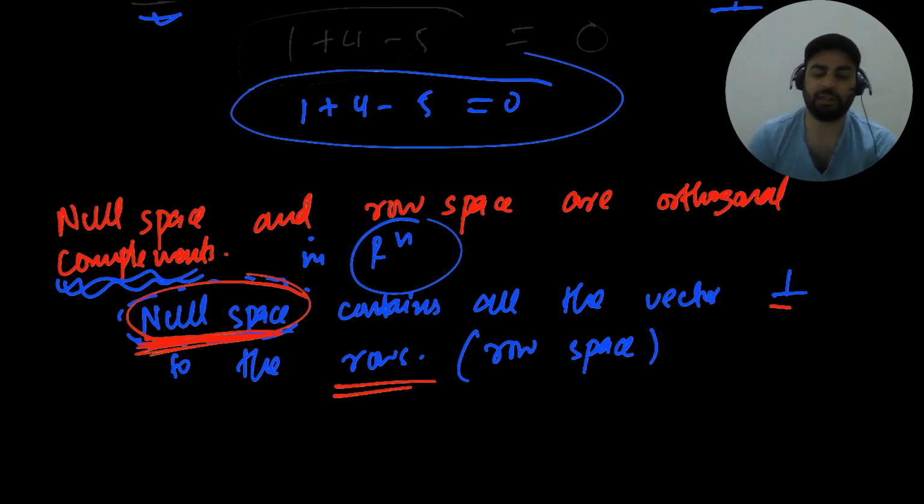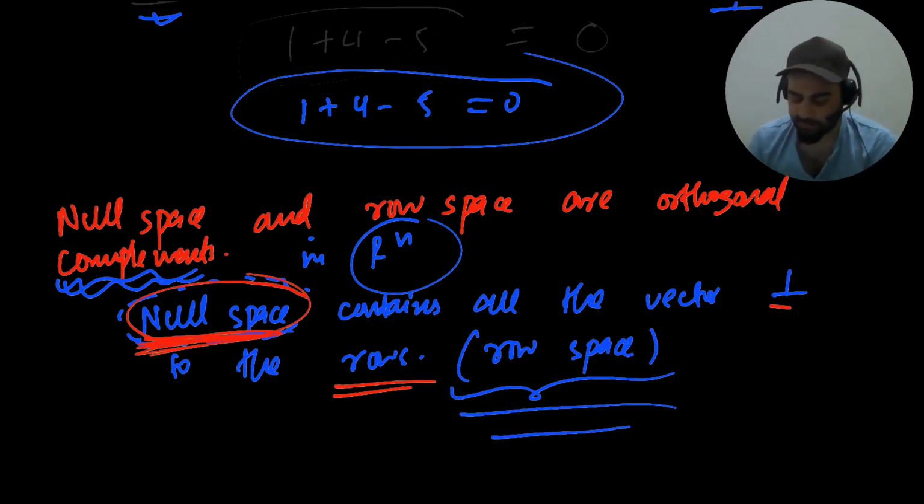Is it clear? Why are they called orthogonal complements? There is a little bit of distinction. Orthogonality means that every vector should be perpendicular to each other. But here there are many vectors in the row space, and a lot of vectors which are perpendicular to this row space. I am saying all the vectors which are perpendicular to the row space are present in the null space. And similarly for the null space as well: all the vectors that are perpendicular to the null space are in the row space. That's why they are called orthogonal complements to each other, in Rn, because these vectors are in Rn.